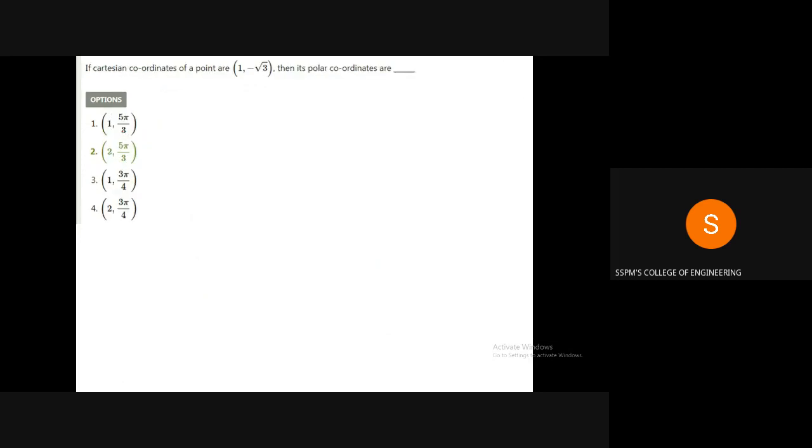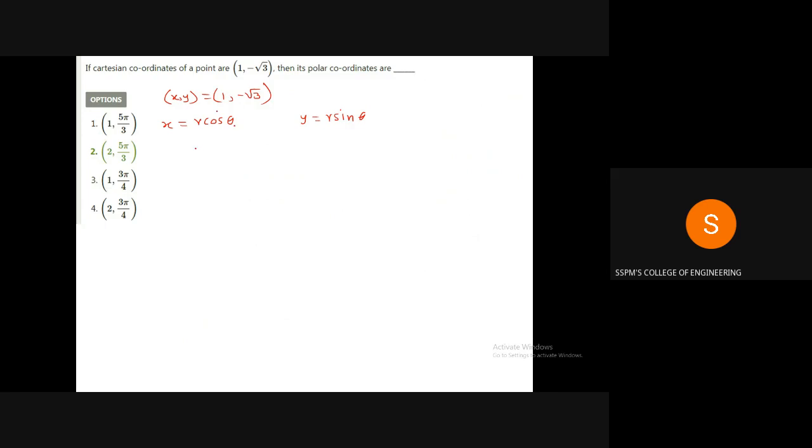Next question is Cartesian coordinates of the point 1 and minus root 3, and its polar coordinates. So similar examples like we have solved. So Cartesian coordinates are x, y equal to 1 comma minus root 3. We know that polar coordinates are expressed as x is equal to r cos theta and y is equal to r sin theta. So that is the relation between polar coordinates and Cartesian coordinates.